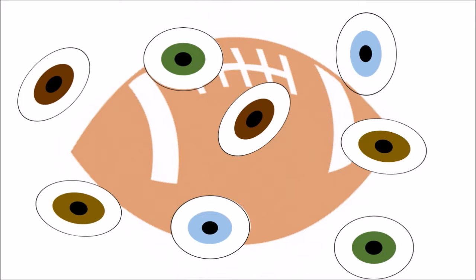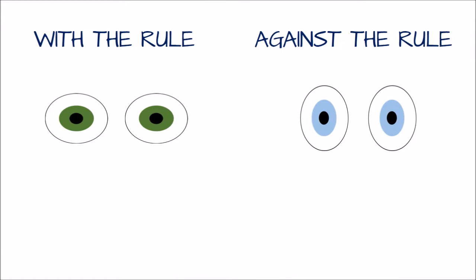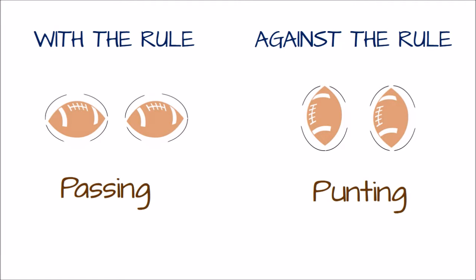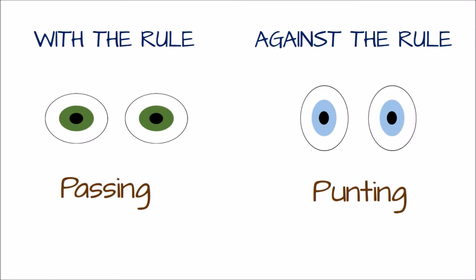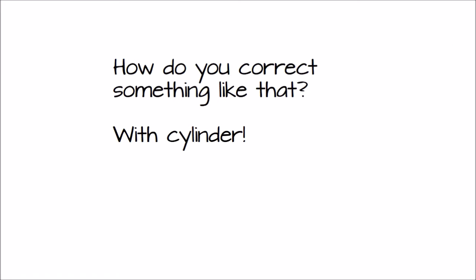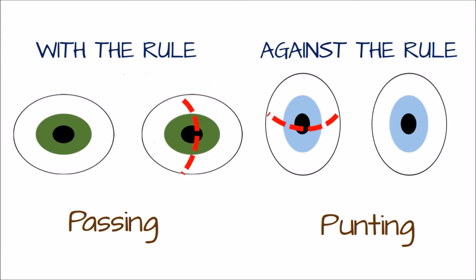Now, the first two common types of astigmatism that we're going to talk about are with the rule and against the rule. In terms of football, we can refer to them as the passing eye and the punting eye. Now, with the rule, passing is generally seen more with children, and the punting with more elderly patients, generally. So how do you correct something like that? With cylinder.